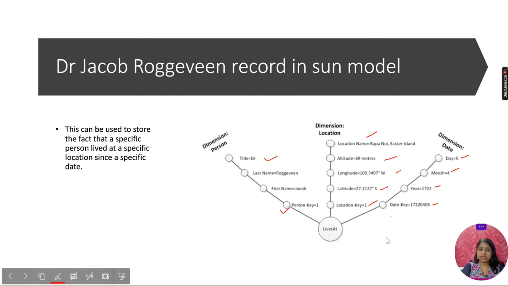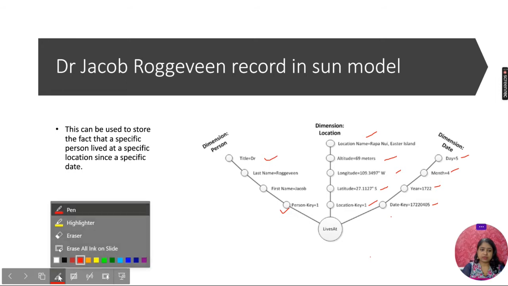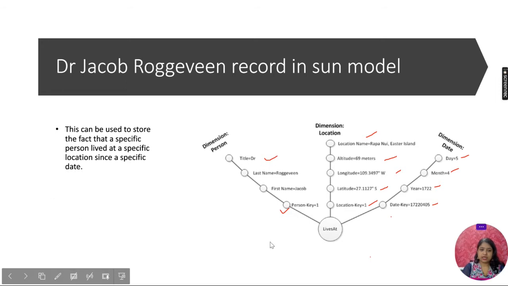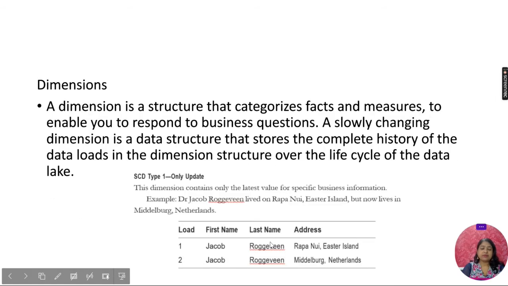Let's go to the next slide. You can see how the information has been recorded. This is the information of a person who lives at a particular location. Now let me go to the next slide. A dimension is a structure that categorizes facts and measures to enable you to respond to business questions.